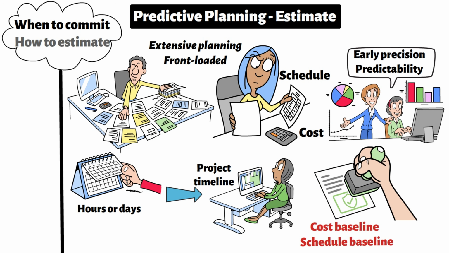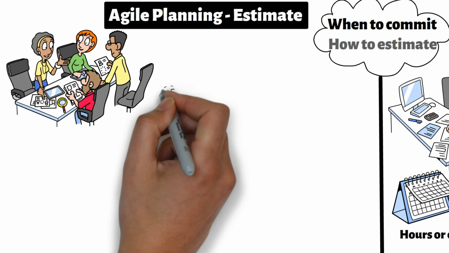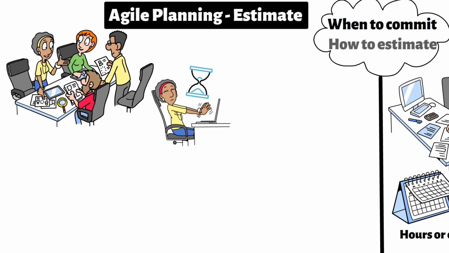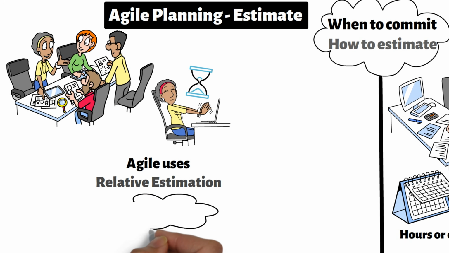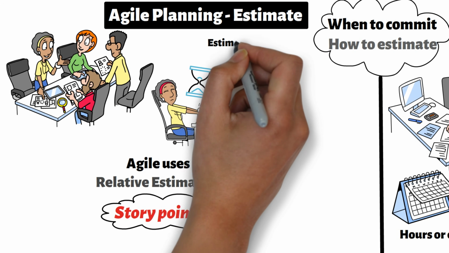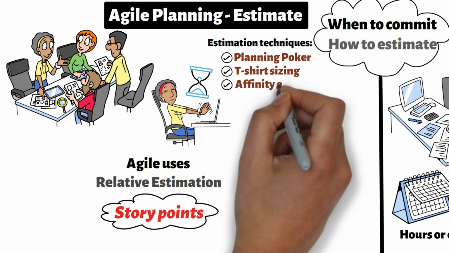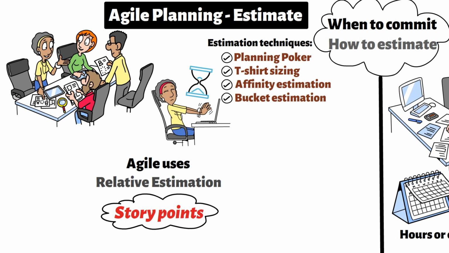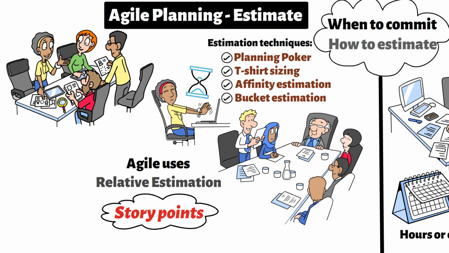Now let's look at Agile. Agile also estimates and forecasts, but it does not attempt to define the entire project with hour-level precision at the beginning. Instead, Agile uses relative estimation. User stories are estimated in story points, not hours. Teams may use techniques such as planning poker, t-shirt sizing, affinity estimation, bucket estimation. The goal is not early exactness. The goal is shared understanding of complexity and effort.